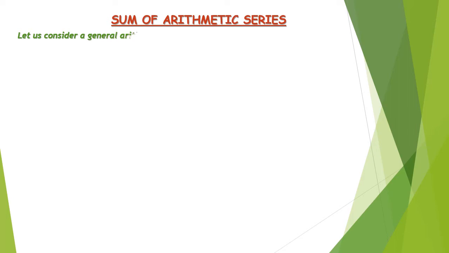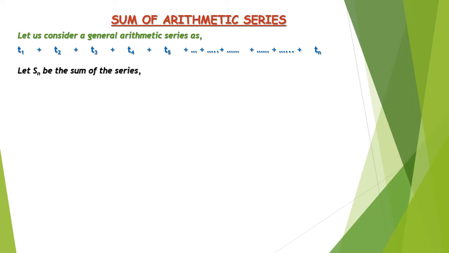Let us consider a general arithmetic series. You can see T1, T2, T3, T4, T5 and so on, and in between there are terms, and Tn, that's the last term. Let Sn be the sum of the series. We suppose the sum of the series to be Sn, then Sn will be T1 plus T2 plus T3 plus T4 plus T5 plus up to Tn. Okay, now what is T1?